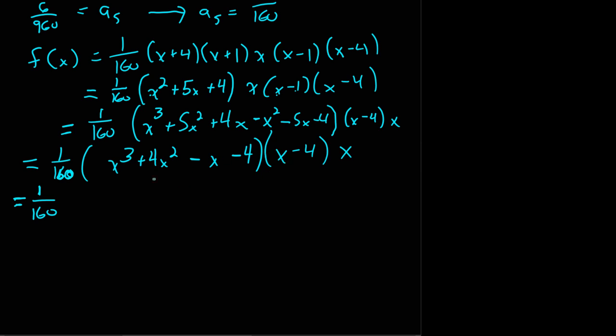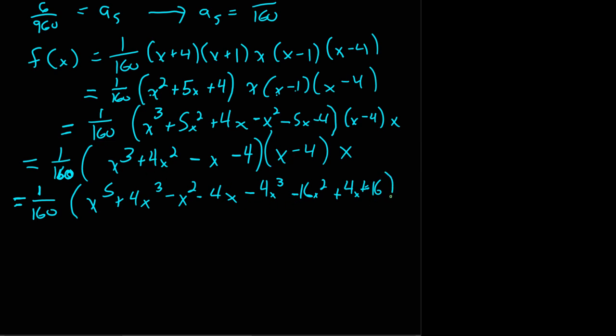Alright, so I'm going to take my x and multiply it by each term in here from the x minus 4. So I'm going to get x to the 5th plus 4x cubed minus x squared minus 4x, right? This is going to each term. Then I'm going to take the negative 4 and multiply that by each term. So I get negative 4x cubed minus 16x squared plus 4x plus 16. All right, negative 4 times that's 16. That's positive 4, negative 16. Yep, we're good. And then x on the outside.